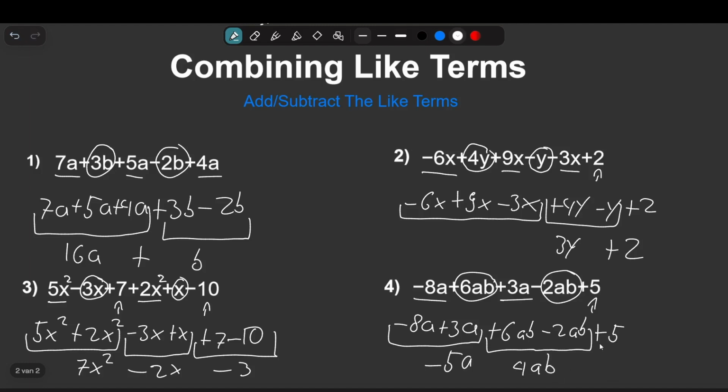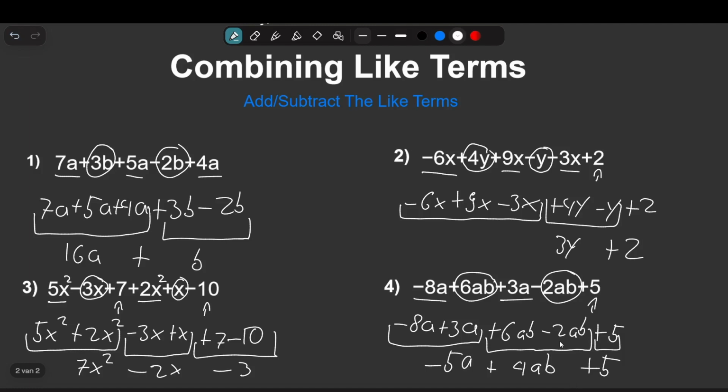And now, of course, for the last one, we just have a 5. And we're going to do plus 5. And this will be our final expression: minus 5a plus 4ab plus 5. And this will be the end of the video.